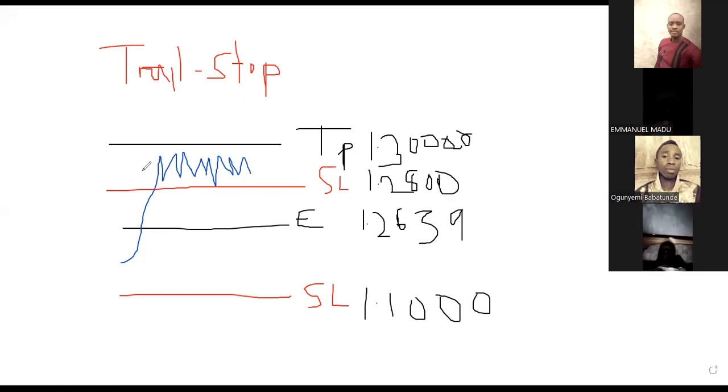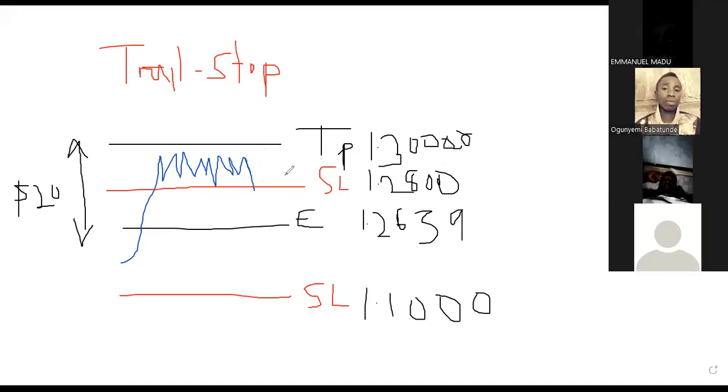Let's say your target from here to this place was $20. Immediately you trade stop, if the trade now misbehaves and comes down to hit your stop loss, you have nothing to worry about, because at the end of the day, you still have like $10, $11, $12 registered in your profit margin. Are you with me? So that is trade stopping.